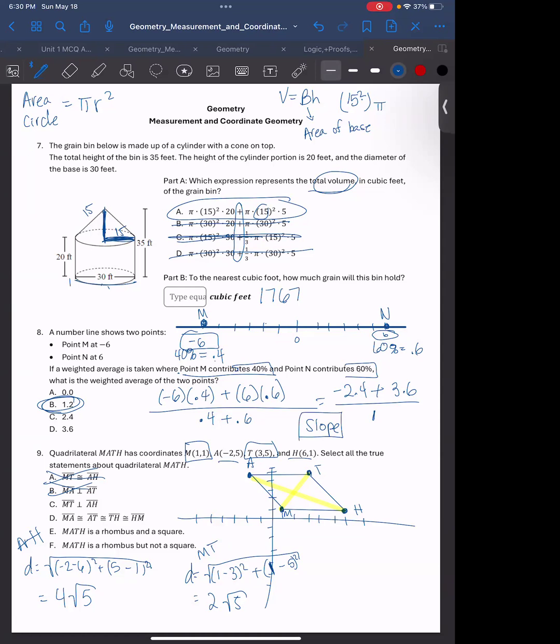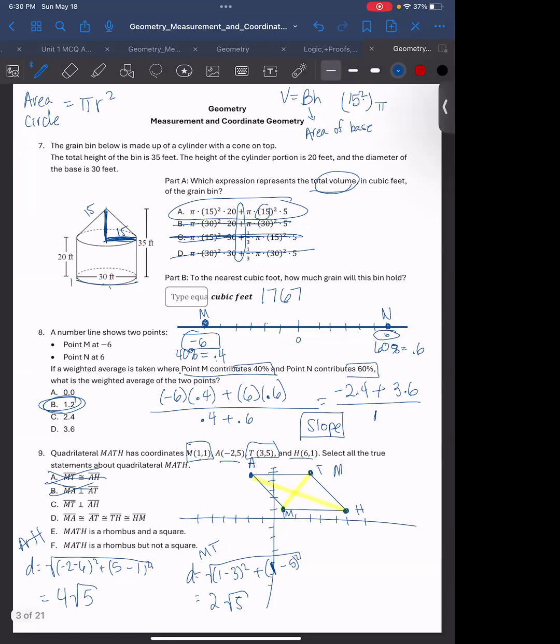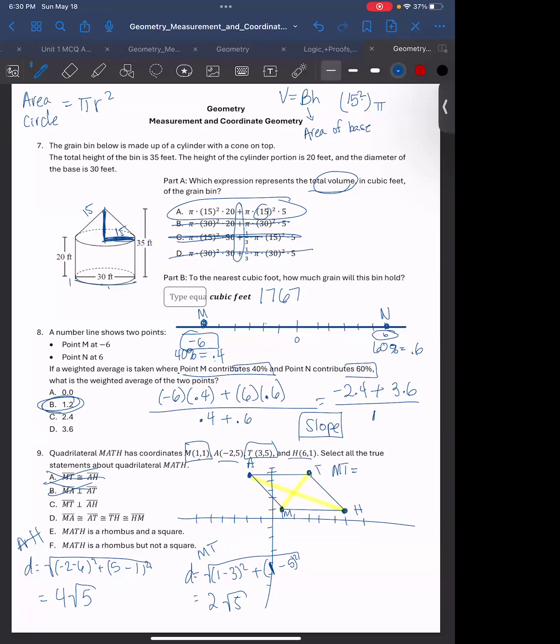So the slope. Remember that perpendicular lines have opposite reciprocal slopes. So I need to find the slope of MT, which is going to be... Someone tell me the slope formula.